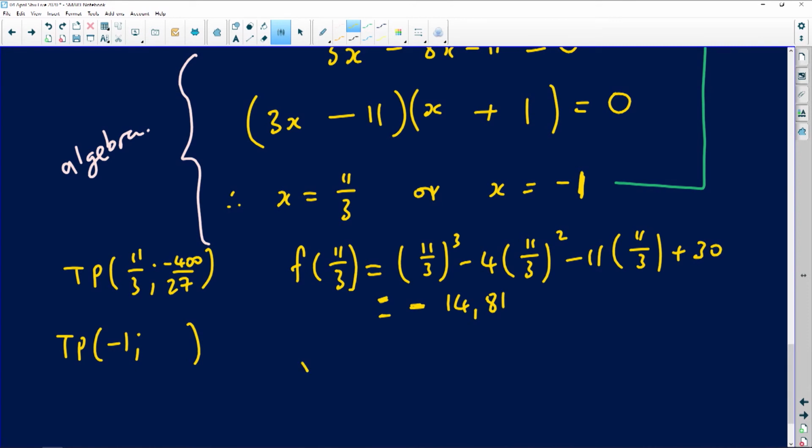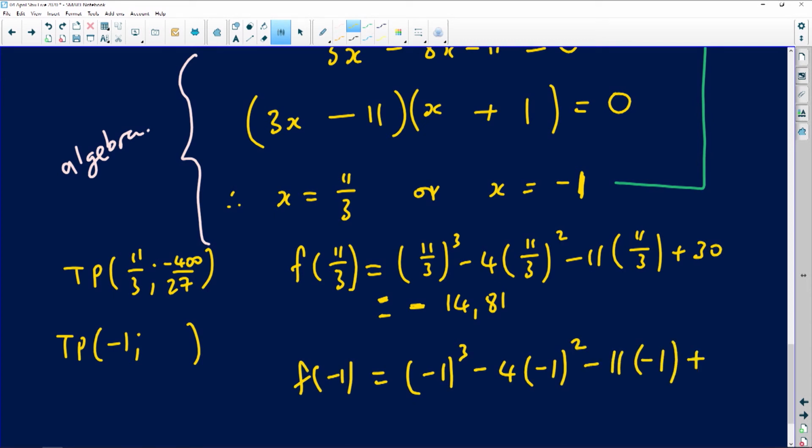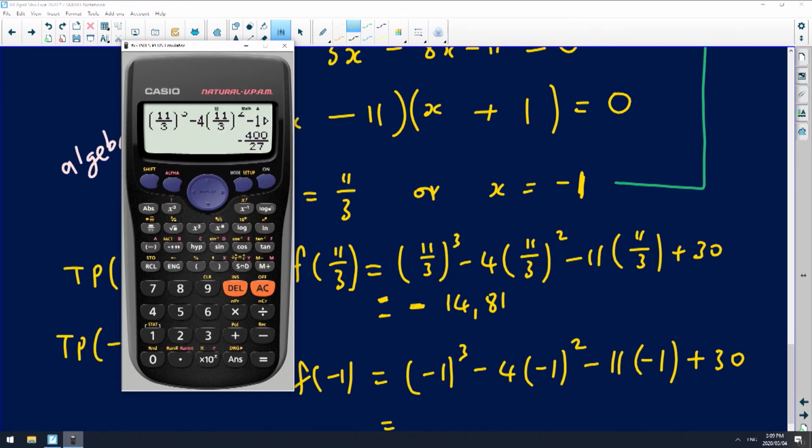Now we've got the first turning point complete. We need to find the second one. So we're asking for f of negative 1. Once more, you go back to your function and do the same thing as what I did. You substitute negative 1 into x cubed minus 4x squared minus 11x plus 30. Do we need to show this substitution? No, we don't. You can go straight and work out the answer without showing the substitution. But you want to see the answer, right?